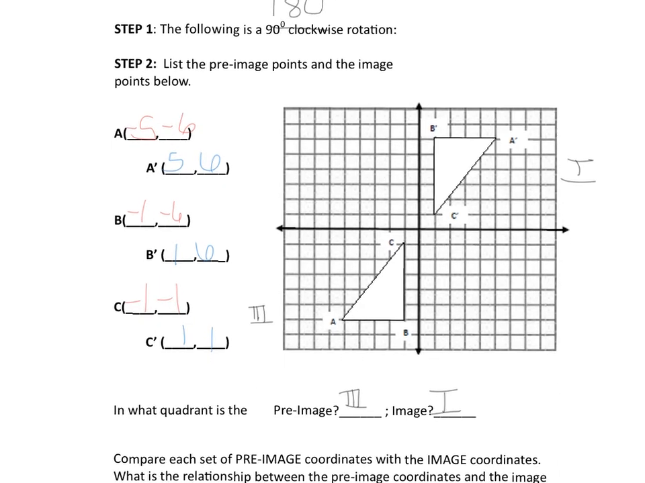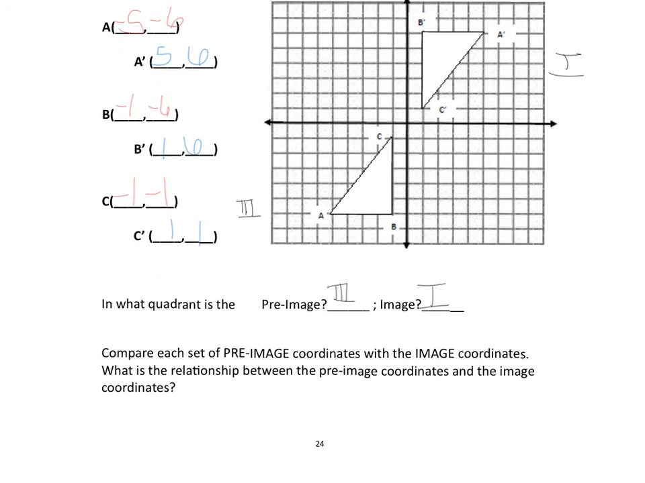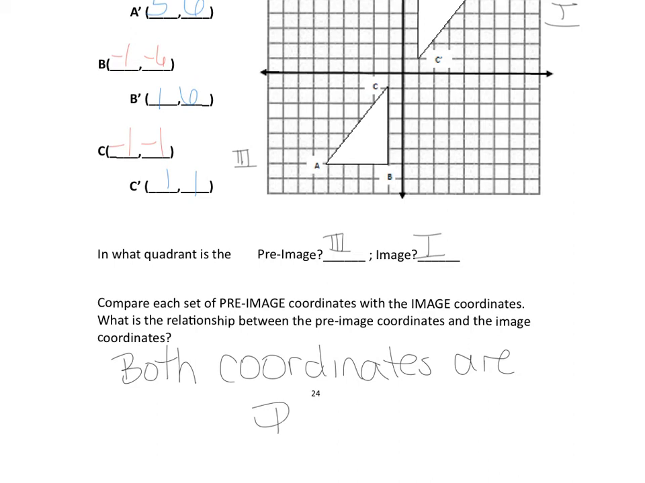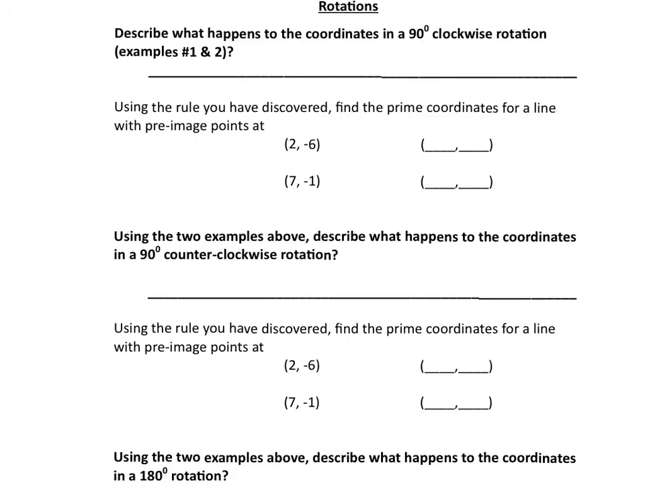What happened to the coordinates moving from the pre-image to the image? While the coordinates did not flip, both coordinates are now positive. So now we're going to take a look at the final page for rotations, page 25, in which this pretty much lays out the rules.